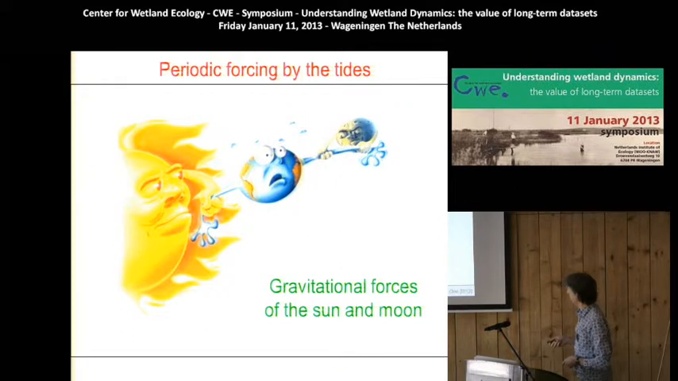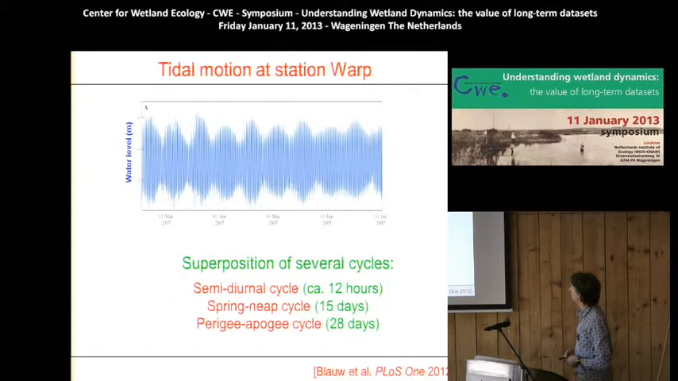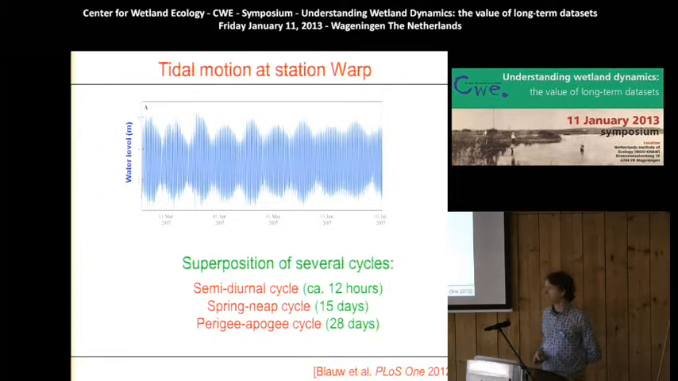And if we now look at the time series of the water level at Station Warp, here you see the time series from March 2007 till July 2007, so it's for a 4-month period. You can readily identify the different periodicities in the tidal cycle. So these very fast fluctuations in water level, that's the semi-diurnal tide. So every 12 hours and 25 minutes we have a high tide, and every 12 hours and 25 minutes we have a low tide. So these are the fast fluctuations.